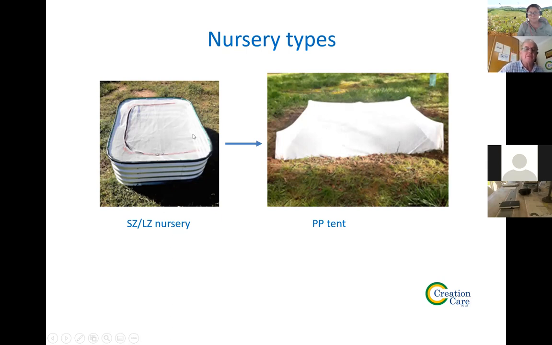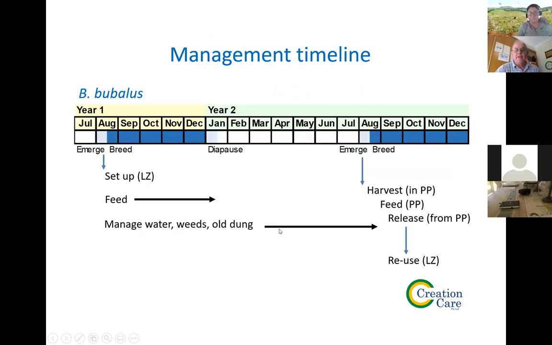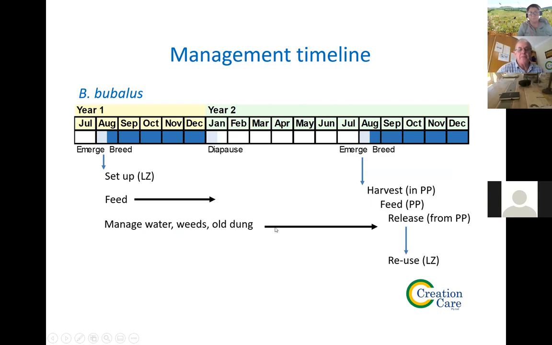So the nursery system is designed around these two models, which we have to get familiar with, LZ and PP. So let's put those two things together, the beetle life cycle and the type of nursery. So this is the Bubalis emerge, breed, diapause, and we're talking at around about now, or maybe early end of August by the time you get yours.